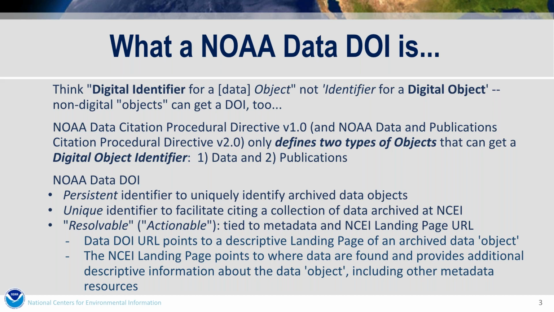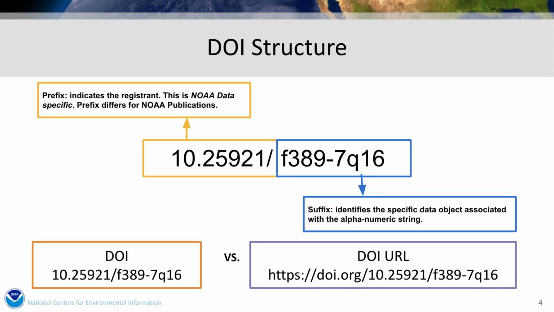NCEI has landing pages that describe in more detail what the data are that are represented in that archival object. That additional metadata can point to other kinds of digital objects or non-digital objects, cross-reference publications that are related to those data, and has a lot more information, but the URLs for the DOIs always resolve to that landing page.